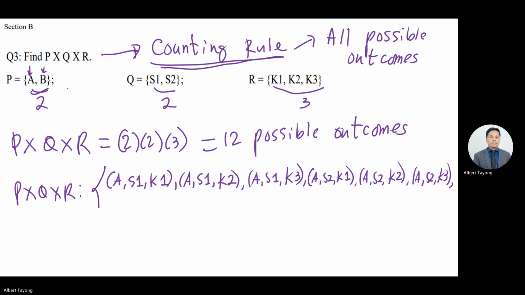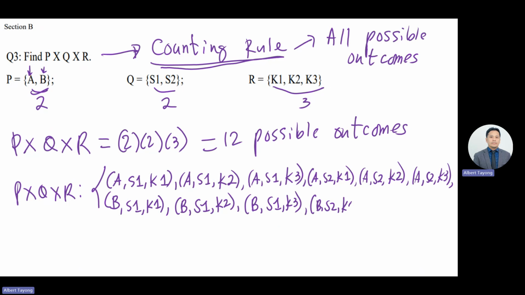This is A, second is B, student B for example, then copy everything. B, S1, K1, B, S1, K2. Here B, S1, K3. B, S2, K1. B, S2, K2. And B, S2, K3. Okay. So we are just changing our A to B. This is A to B, A to B, A to B.